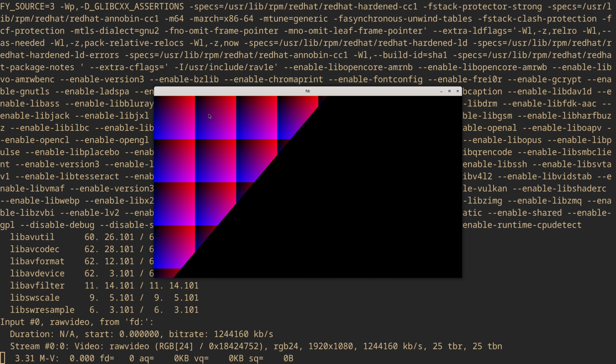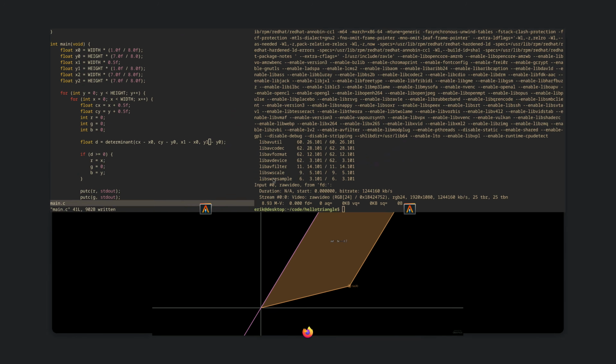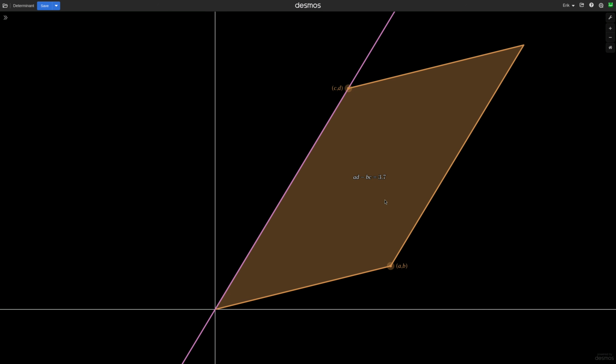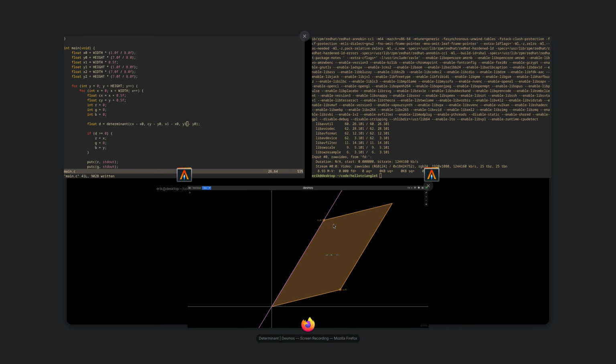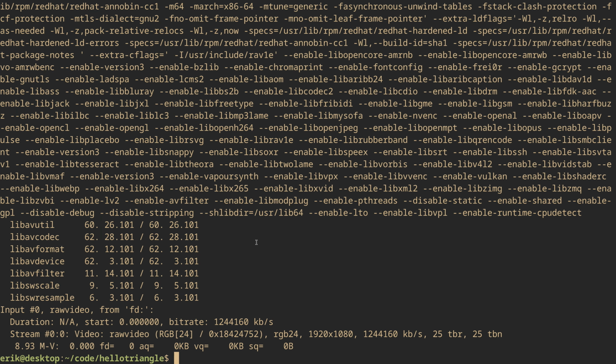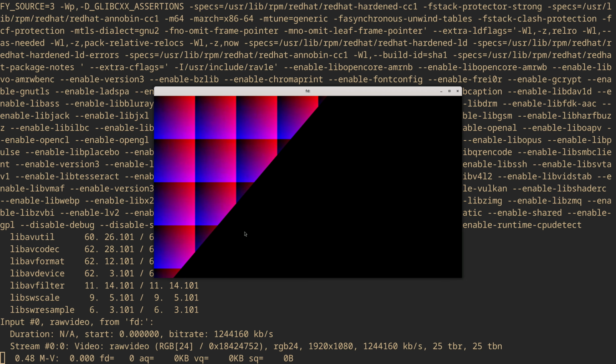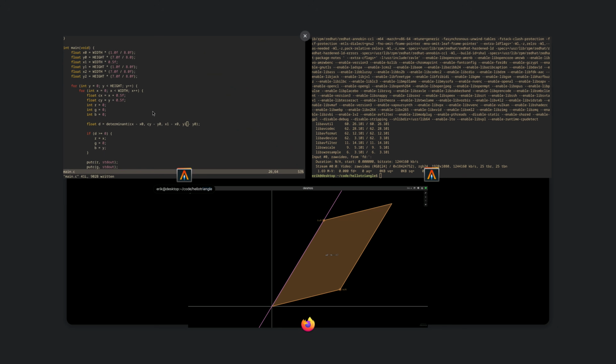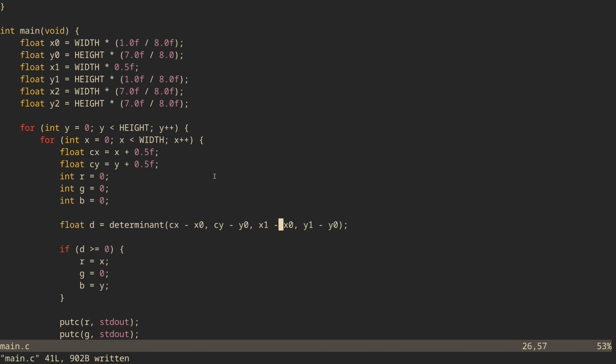So that actually fills in the wrong side. We would expect this side to be filled in. And that's because in this diagram we're using y going up, but in our image, y is going to be going down. So the sign is flipped. So what we can do here is just pass these in the opposite order, and that'll flip the sign.